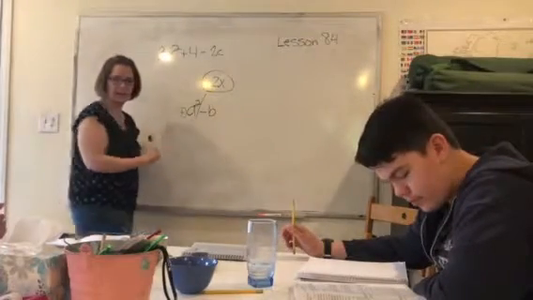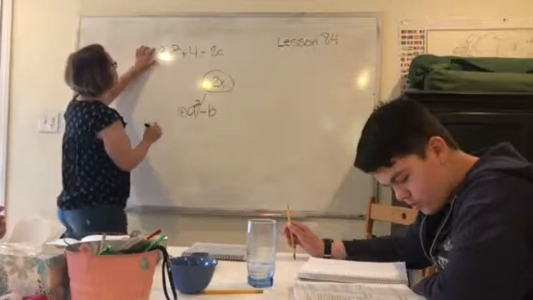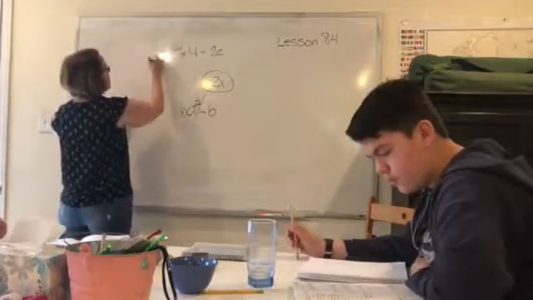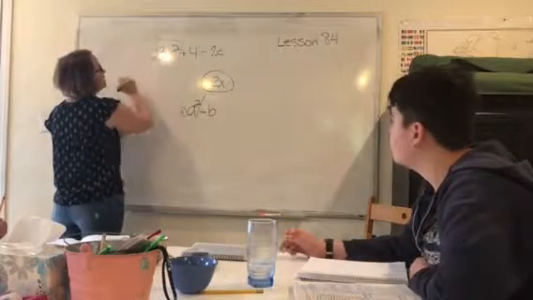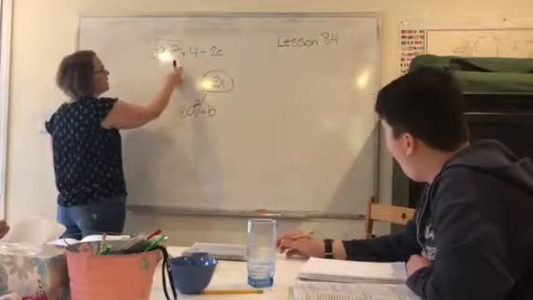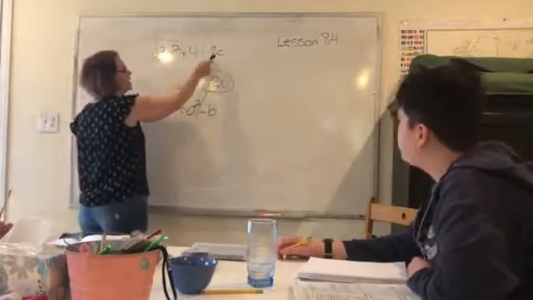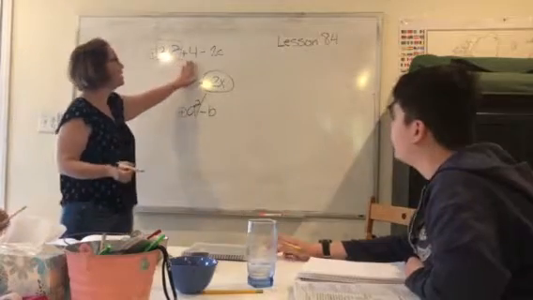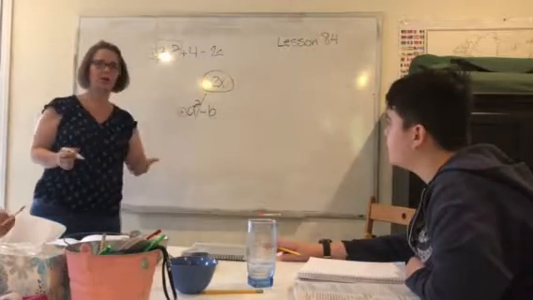Okay. On this one, what's sitting in front of this 3x squared? Because this is one term. What symbol is sitting in front of it? Positive. Positive 3x squared, positive 4, negative 2c. That's three different terms, and it's called a trinomial.